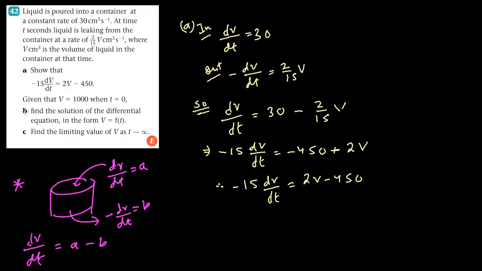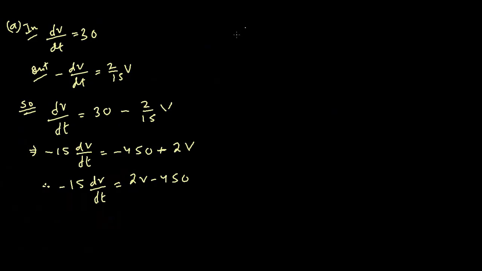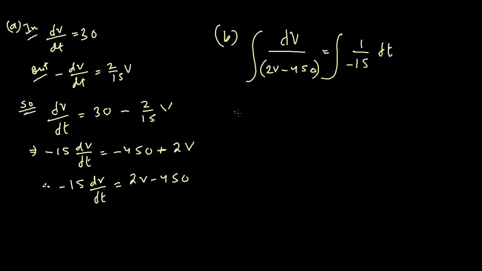And the next part is solving the differential equation. So question number B is solving the differential equation. We have to integrate by the separable method. So let's do this. Let's bring all the V on one side. So dV over 2V minus 450 equals 1 by minus 15 dt. We want to bring all the constants on the right hand side. So integration, integration.